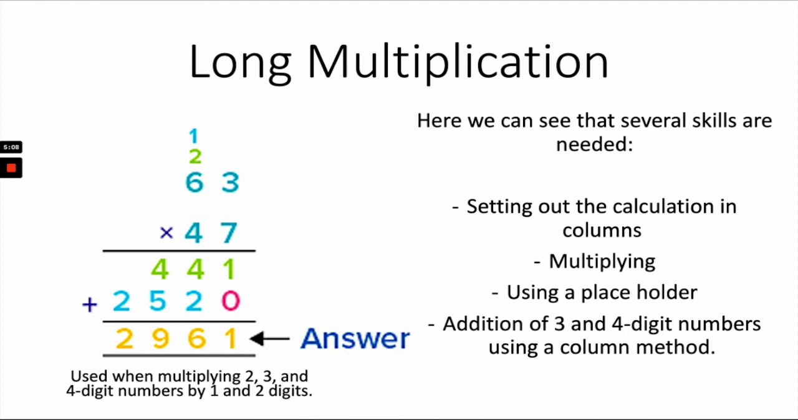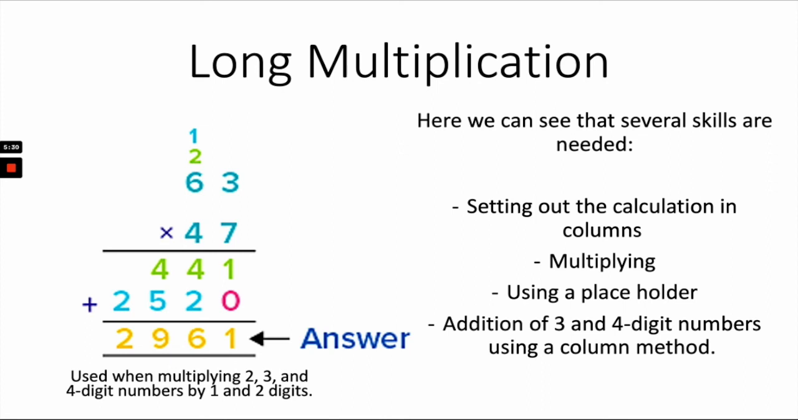And finally, our last multiplication strategy that we'd often see the children use in year 5 and 6 is long multiplication. Here, there are several skills that are needed for the children. They need to be able to set out the calculation in columns, they need to multiply as well as regroup, and they need to use a placeholder. So for example, the child will complete 7 times 3 and 7 multiplied by 6.